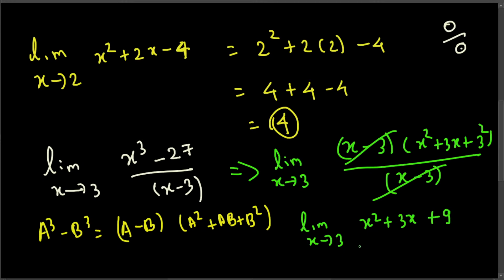Now we can go ahead and substitute 3. So this is equal to 3 square plus 3 times 3 plus 9. So here we are getting 9 plus 9 plus 9, that is 27. So the final answer for this one is 27.